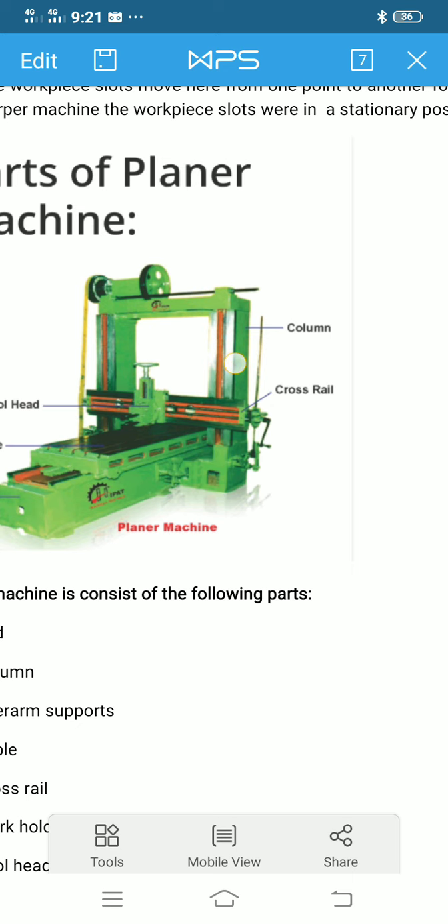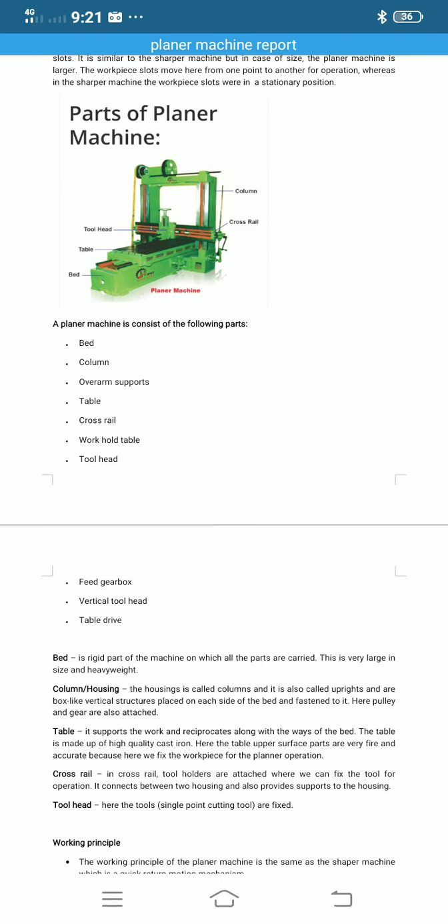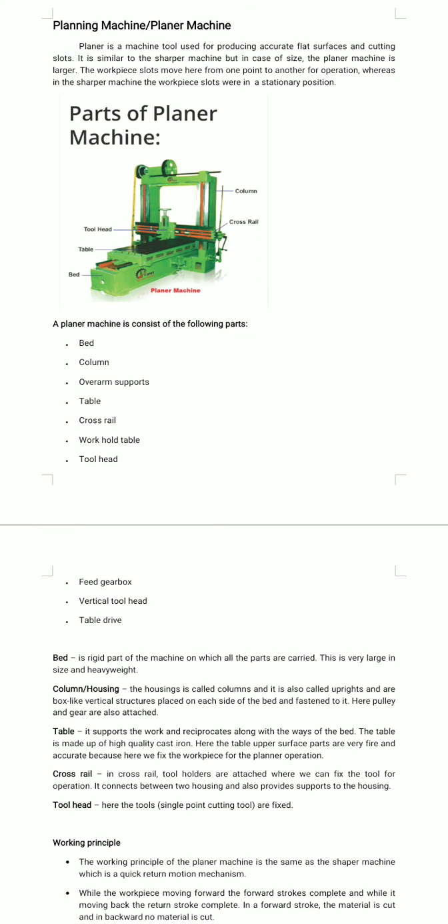The front face of each housing is provided with precision ways for sliding the cross rail up and down, and also having two side tool heads slide upon it. The column houses the cross rail elevating screw, vertical and cross feed screws for tool heads. These screws may be operated by power or hand.